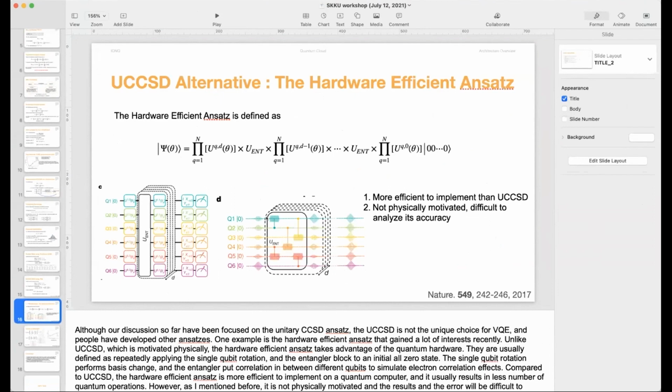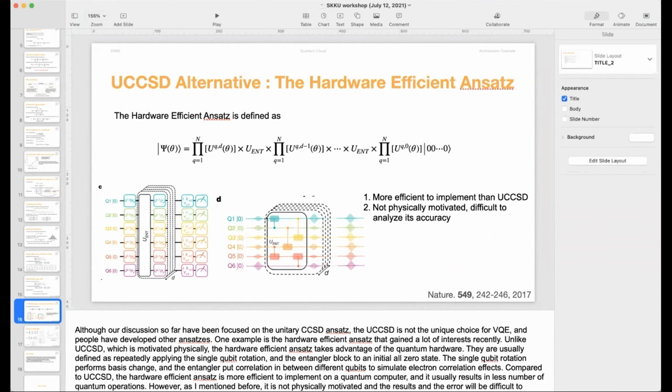So why is it called the hardware efficient? Because it just takes advantage of the quantum hardware. So you do this single qubit rotation, and then you do these entangler blocks that entangle different qubits. So it takes advantage that we can basically perform this U rotation and then two-qubit gates on a quantum computer. It does not think too much about what that circuit means physically, what kind of ansatz it really prepares.